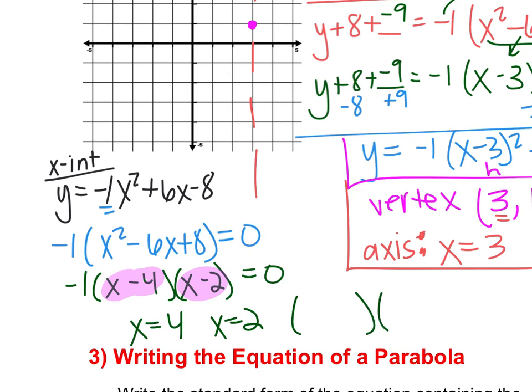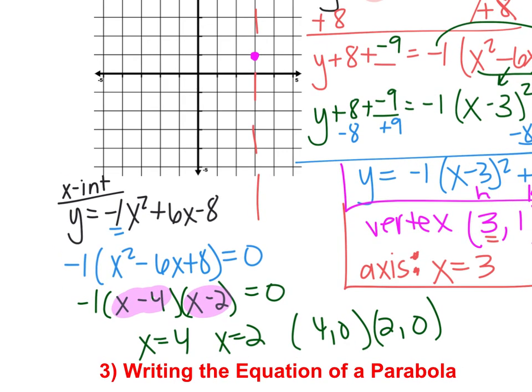So our x-intercepts would be 4, 0, and 2, 0. If we put that on our graph, here's 4, 0, here's 2, 0. Those are symmetric. There's a sketch. And again, you can type those equations into Desmos and double check your answers and see that it matches up exactly the same.